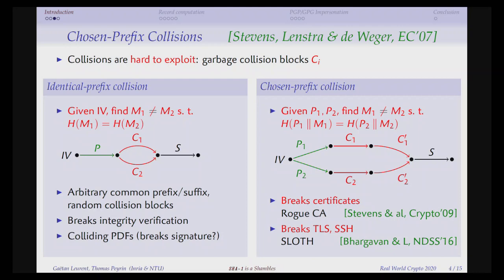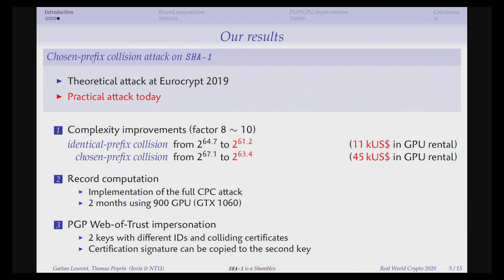So this is the type of attack I'm going to talk about. This is something we proposed as a theoretical attack at Eurocrypt earlier this year with Thomas, to do this type of attack on SHA-1. And today I want to announce that we have made this attack practical and we actually ran the computation. So we have three contributions since the Eurocrypt talk.